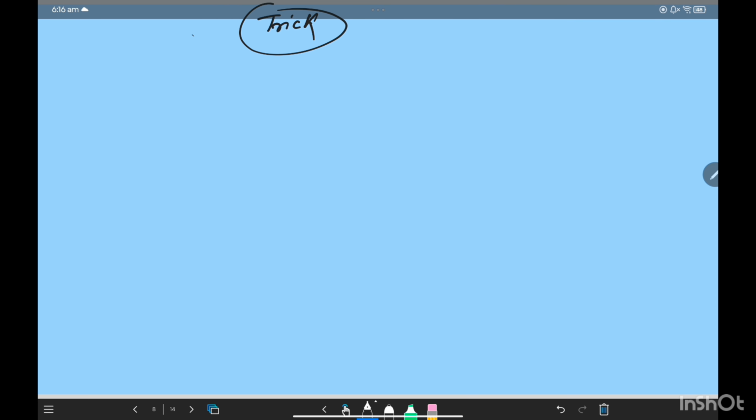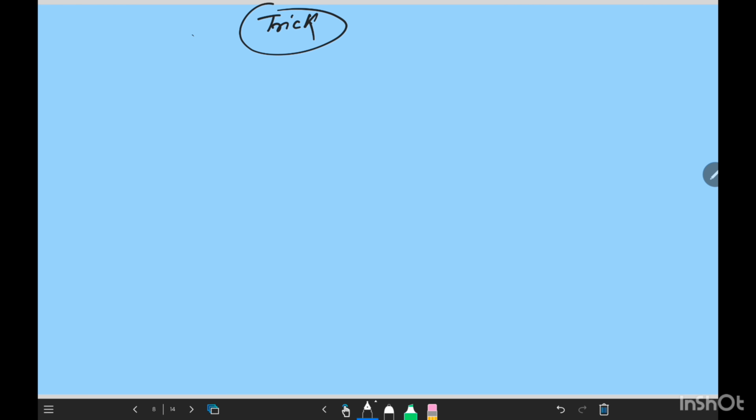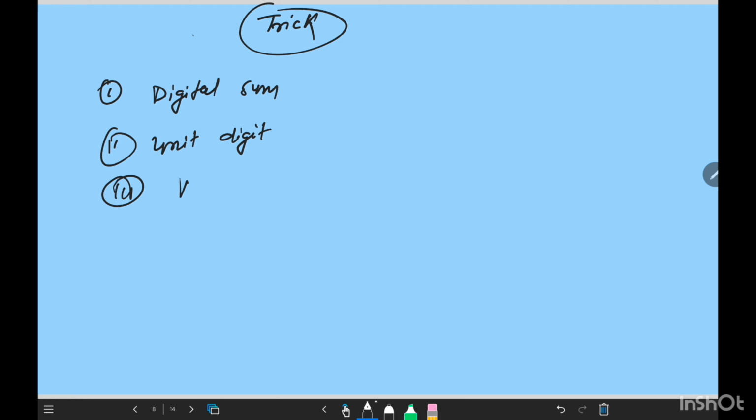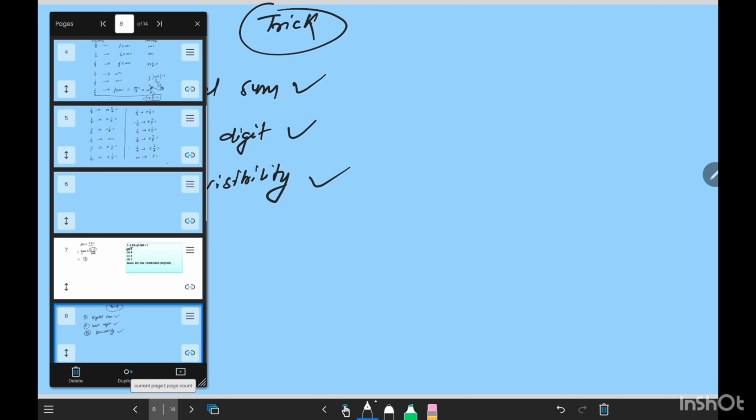is digital sum. Have you heard about digital sum? Digital sum, unit digit and divisibility. See, this kind of thing should be in our mind so that we can do calculation very quickly in the examination, right? So let's add another page.